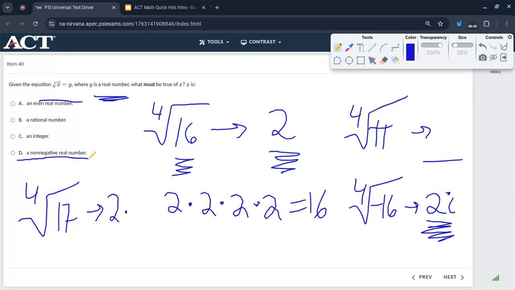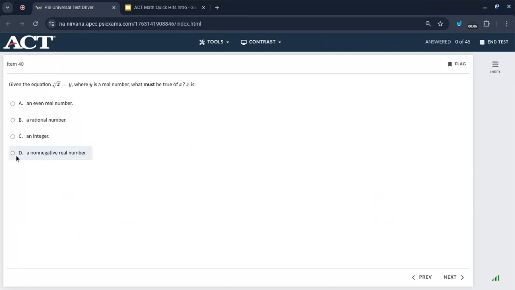So the best choice is this last one here, D, a non-negative real number. We need this value to be non-negative, meaning positive, and a real value. So our correct answer is D for this one.